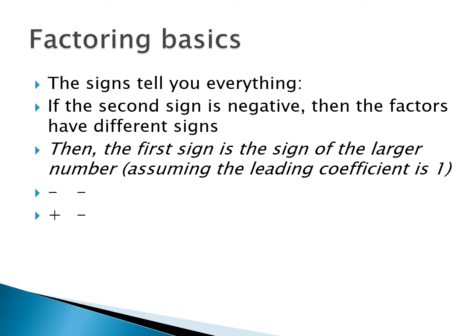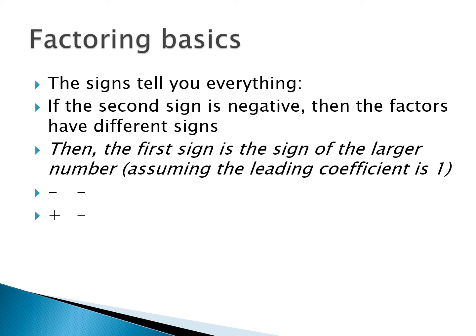Now again, thinking about the signs, sometimes we're going to have the second sign as negative. When the second sign is negative, that means the factors in the binomials are going to have different signs. Depending on the way the trinomial is written, you might see minus minus or plus minus in the trinomial. But again, the binomials are what's going to have the different signs.